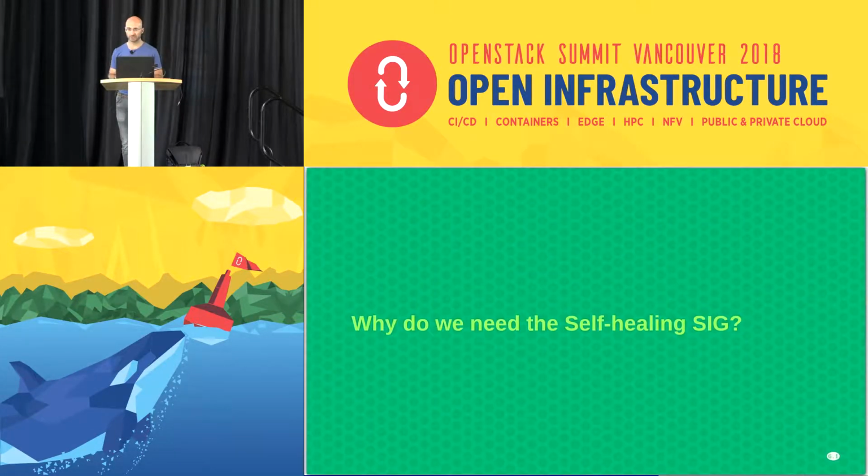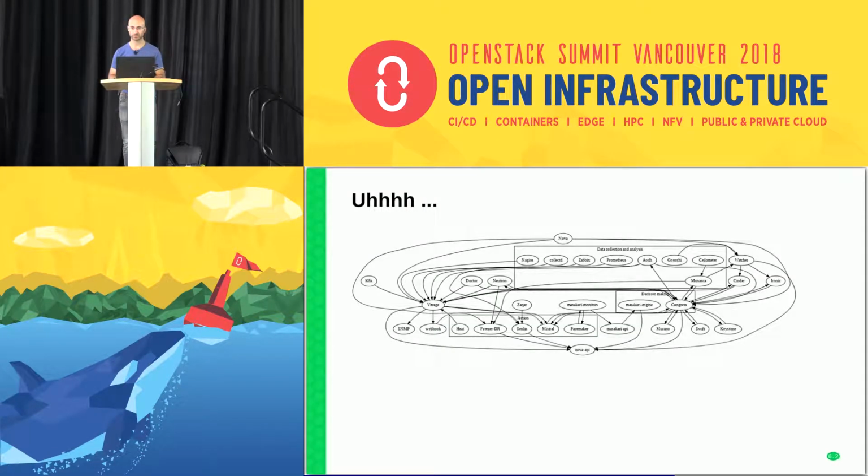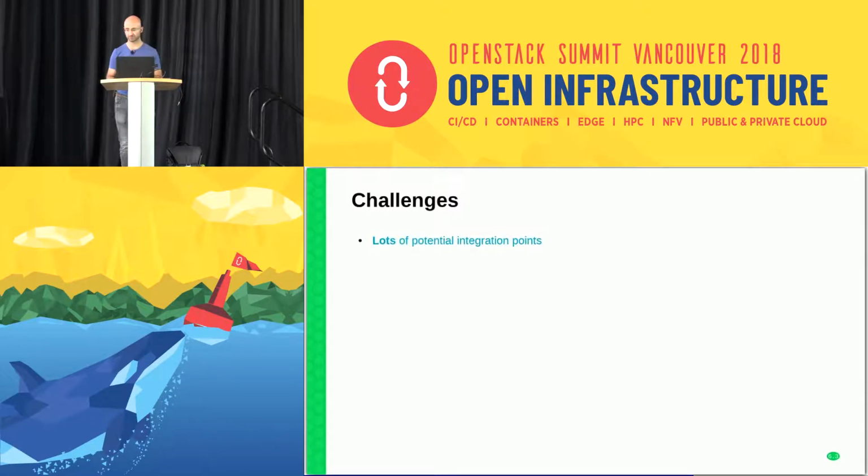So if we've got all those great projects already, why do we need the self-healing SIG? Well, early on we looked at all the integration points between these and we tried to draw a diagram and figure out how they would all fit together, and it's not very simple really. So the challenges we face: there are lots of integration points, and very little documentation on how to tie them all together, even though each project may have great documentation of its own. In short, it's really hard for operators to make sense of how they can really harness the power of all these great projects that exist.